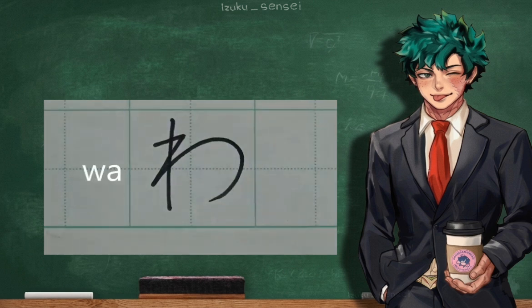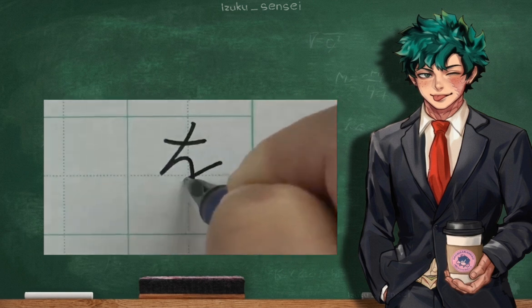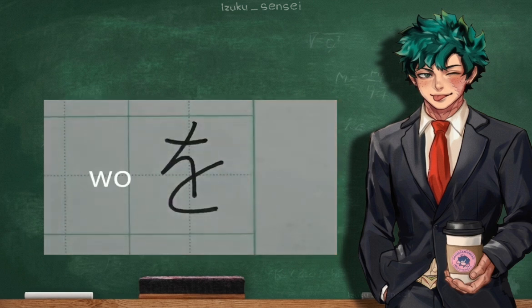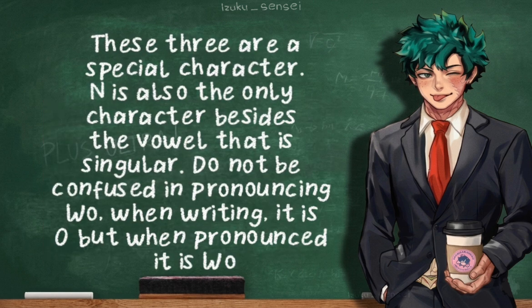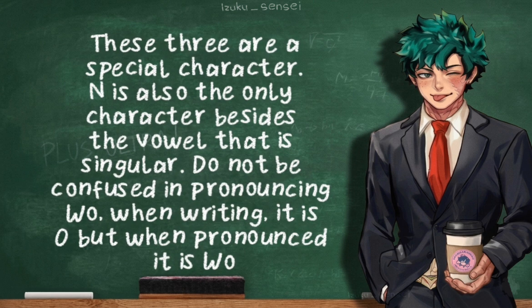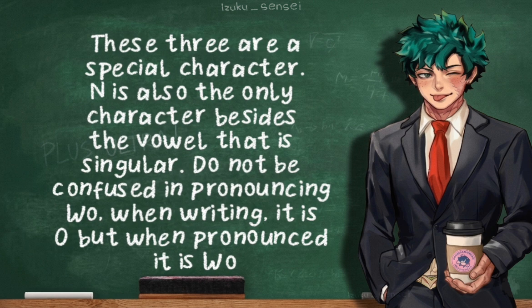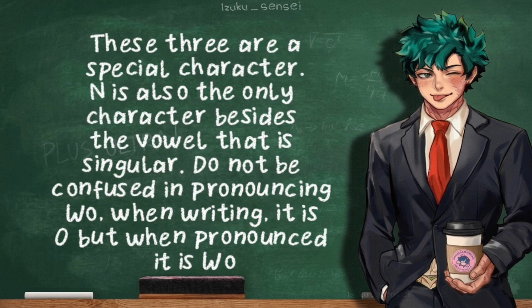Wa, O, N. These three are special characters. N is also the only character besides the vowels that is a single sound. Do not be confused in pronouncing wo. When writing, it is O, but when pronounced, it is wo.